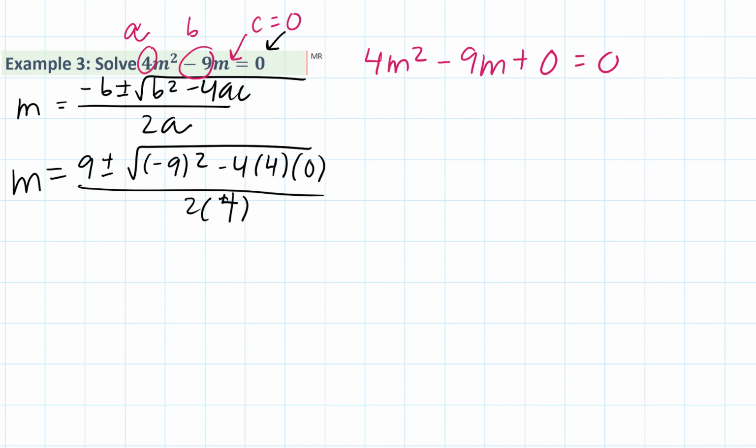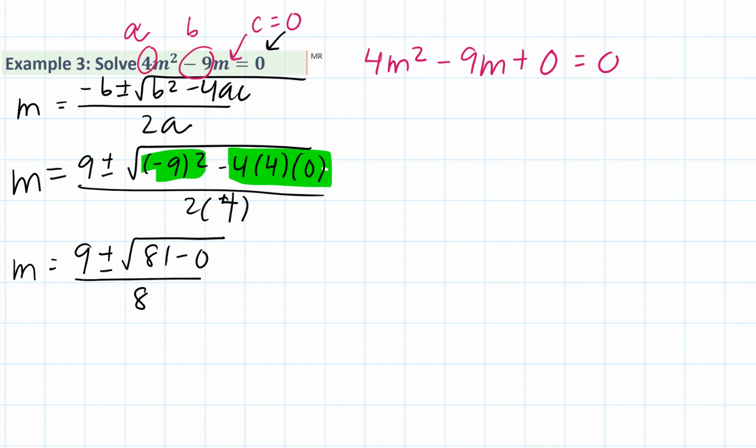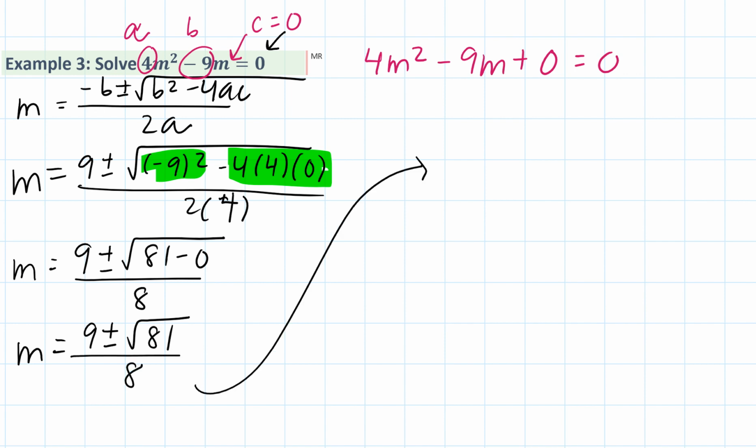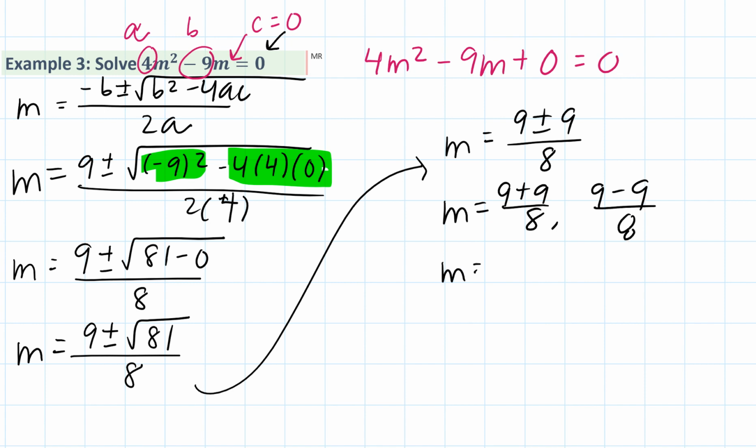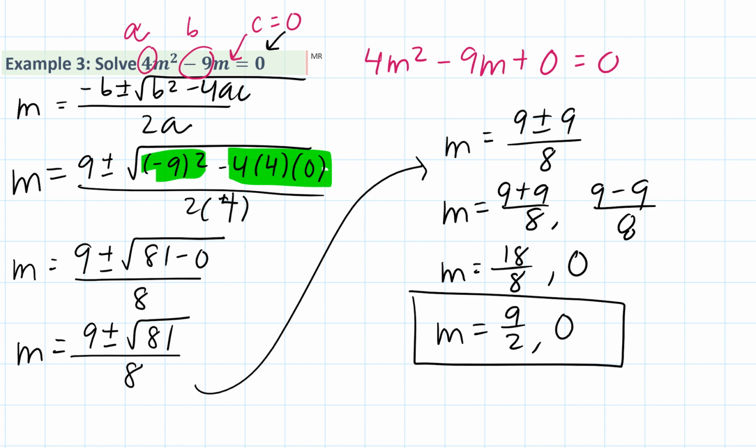Okay. Do the operations inside the root first. Now we can combine whatever's inside the root. And we see we get square root of 81. Well, we know that square root of 81 is 9. So here are my two solutions. 9 plus 9 over 8 and 9 minus 9 over 8. That would give me 18 over 8 and 0, or 9 halves and 0.